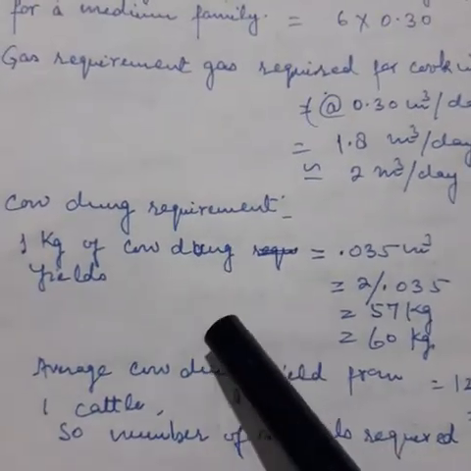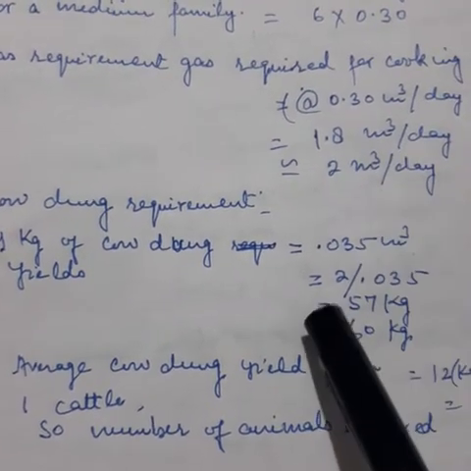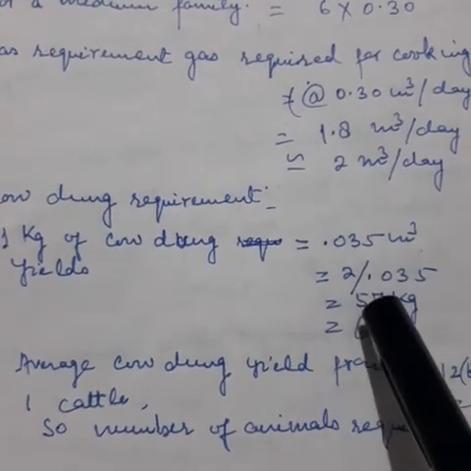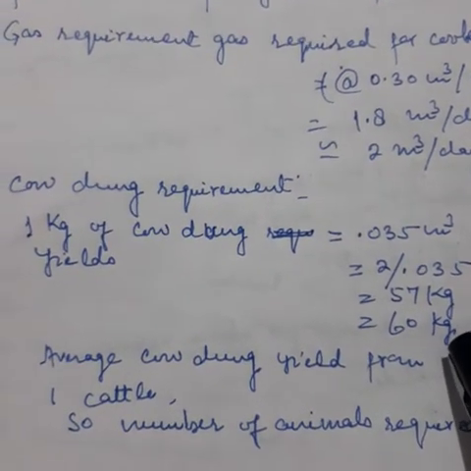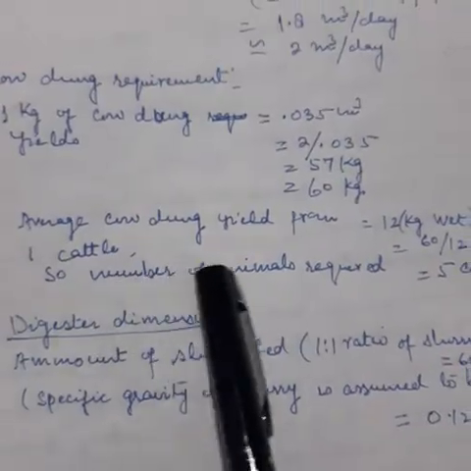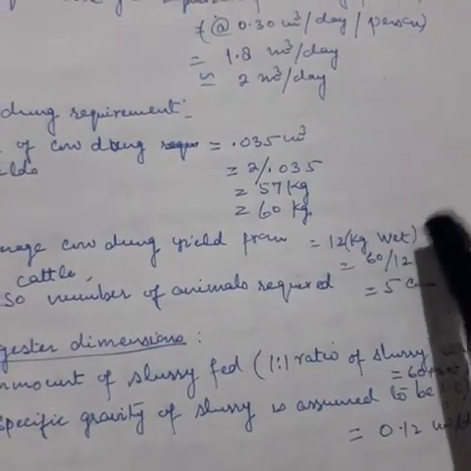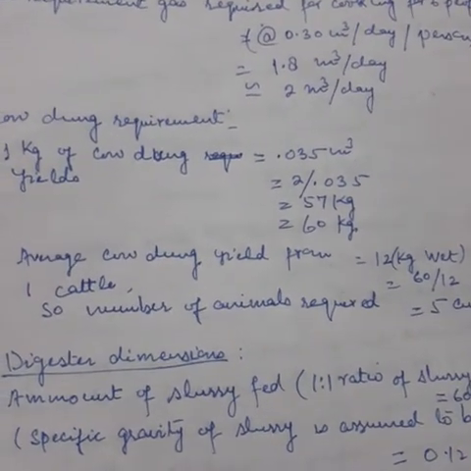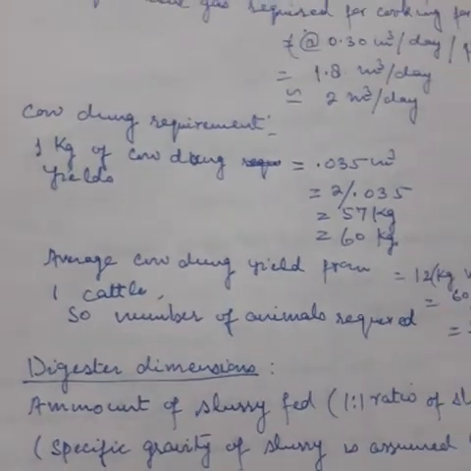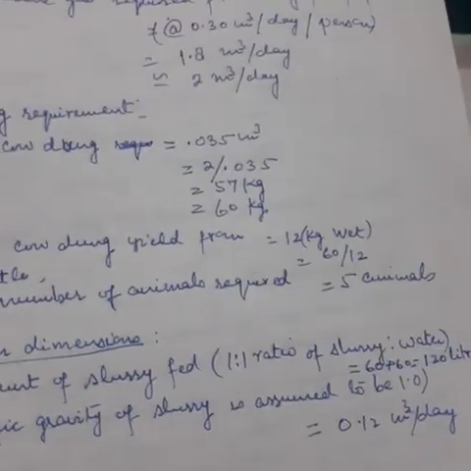So if we calculate for a family for 1 day, that is 2 upon 0.035, this is approx 57 kg, that is equal to 60 kg per day. Average cow dung yield from a cattle is 12 kg wet, so 60 upon 12 is approx 5. So we calculate the number of animals required, that is 60 upon 12, equal to 5 animals.